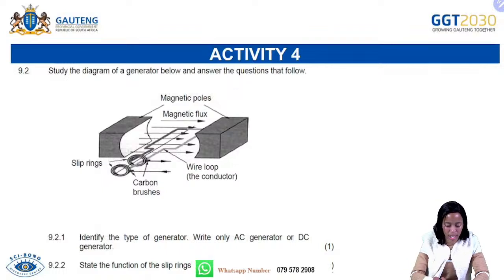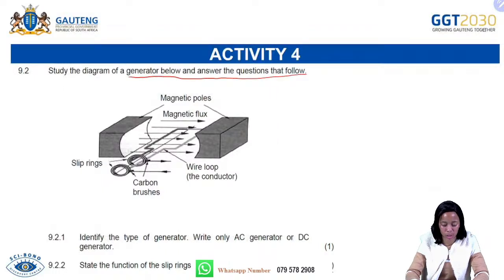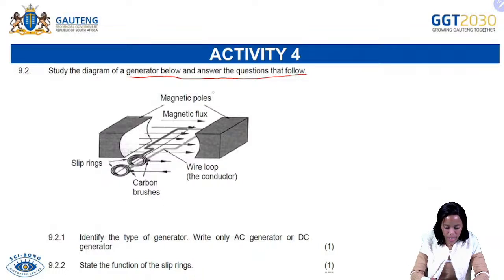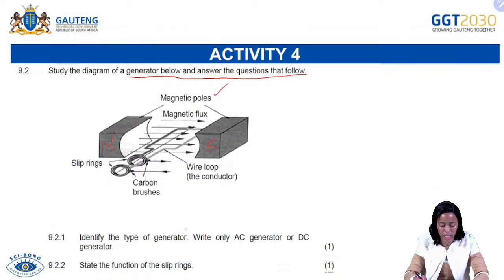9.2 says study the diagram of a generator below and answer the questions that follow. So we now know that we are given a generator. Then we can also see that we are given the magnetic poles, and we know that the magnetic field lines are going to be moving from the North Pole to the South Pole. Then it says 9.2.1, identify the type of generator, write only AC or DC generator.